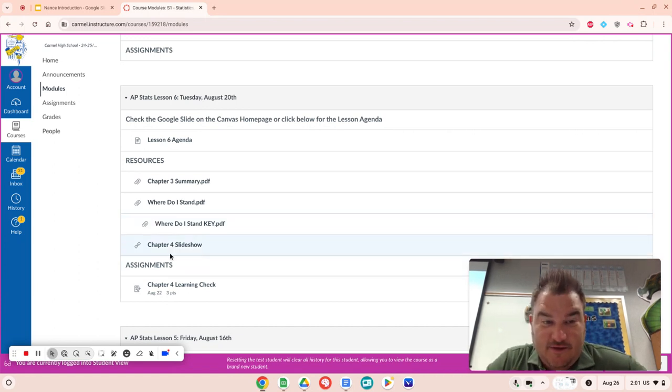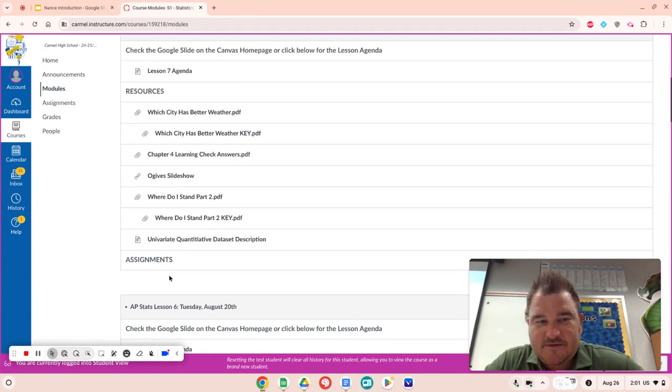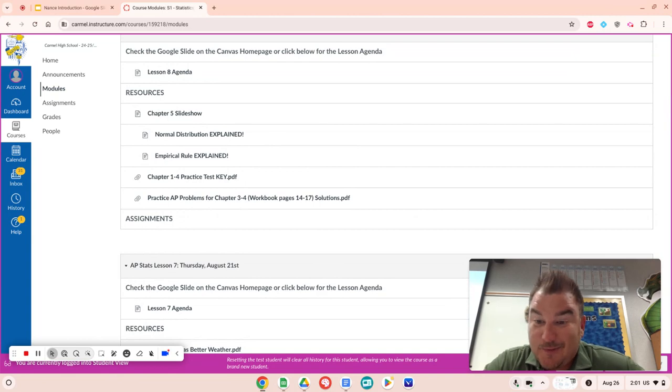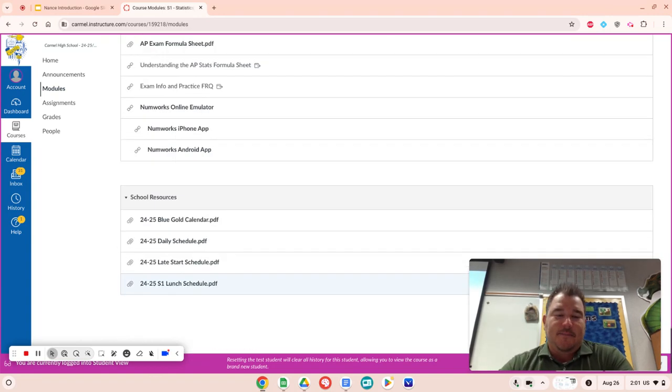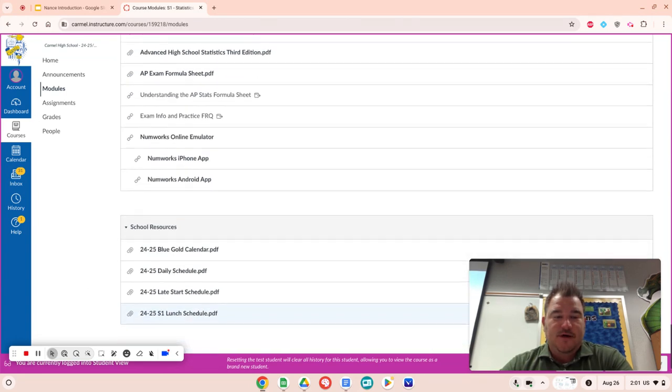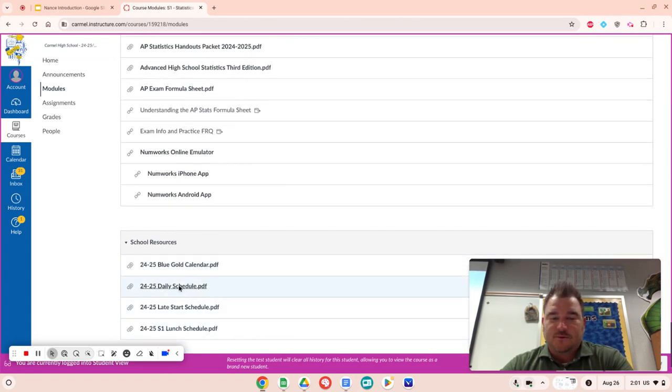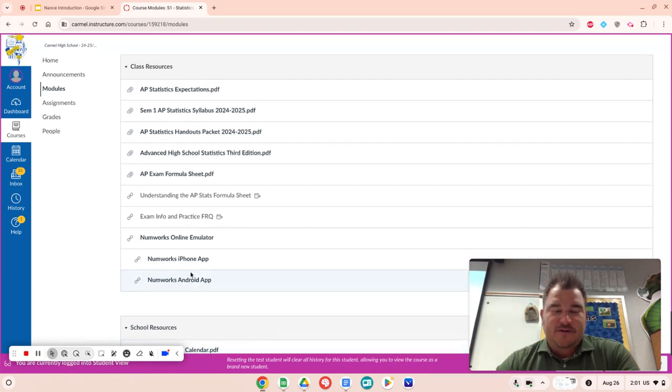Notice here on the Lesson 6 module, we have the Chapter 4 Learning Check below assignments. I always tell students if there's anything below the assignment header in a module, that's something you're probably going to be submitting to me for grading. At the bottom of the modules, you've got two resource modules. There's the school resources, which have the late start schedule, lunch schedule, and calendar. But then there's a lot going on in this class resources module.